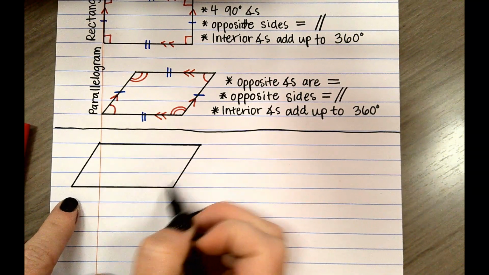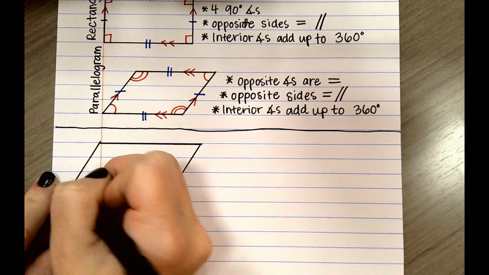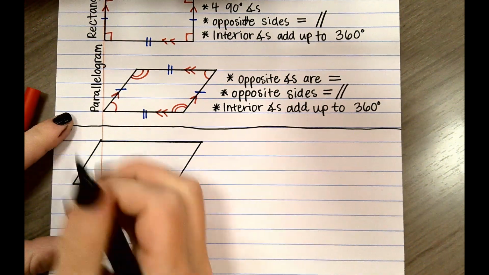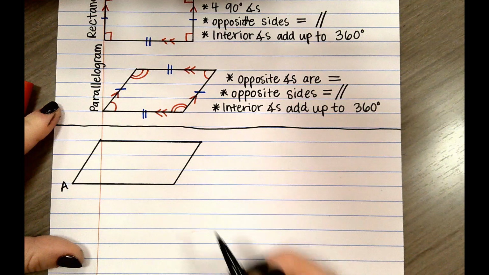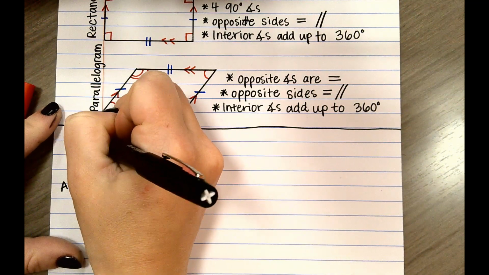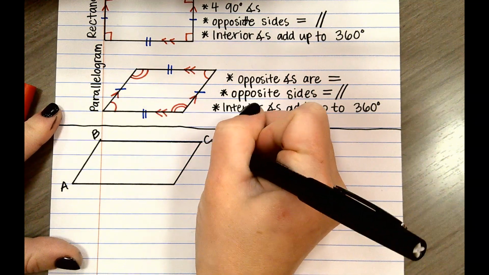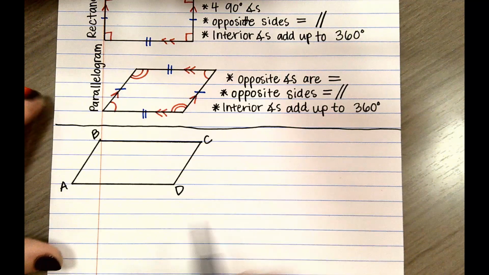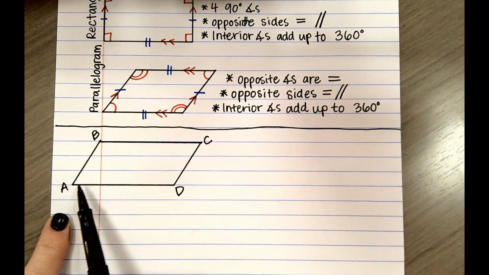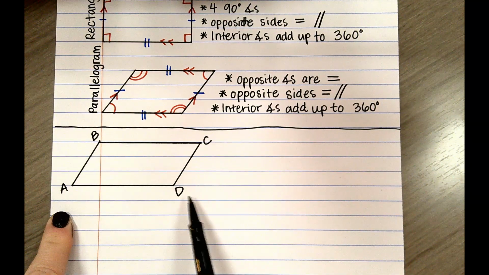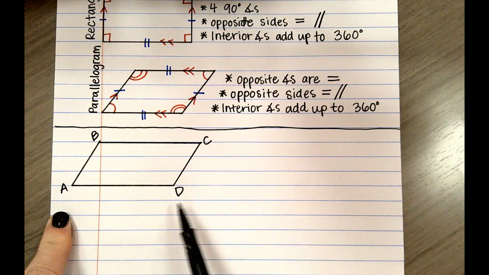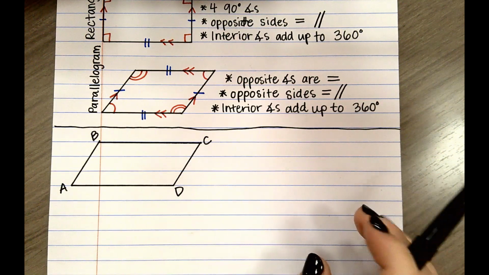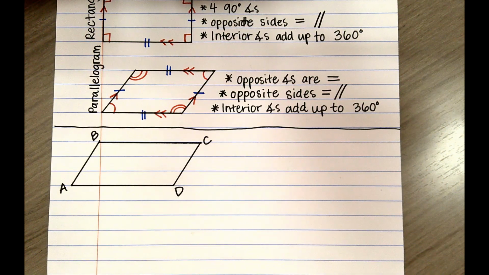And I'm going to label my angles on the outside here: A, B, C, D. So this would be angle A, this would be angle B, this would be angle C, this is angle D. So we can write a few different statements here.